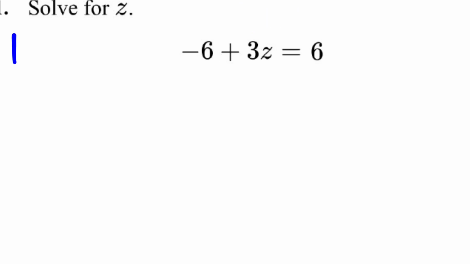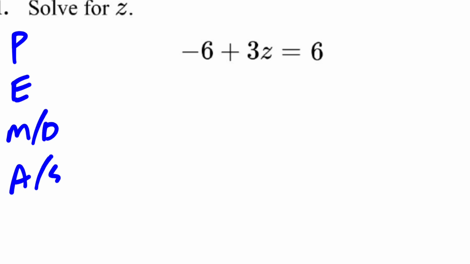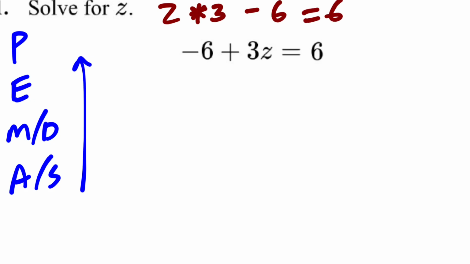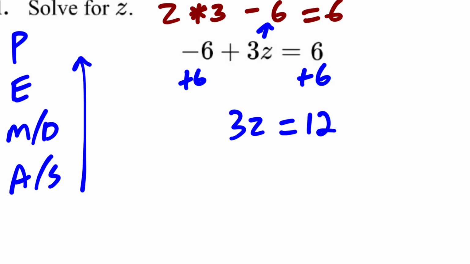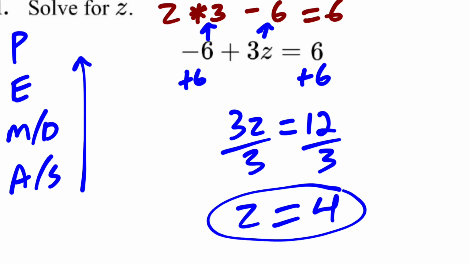So we think about the order of operations, parentheses, exponents, multiplication, division, addition, and subtraction, and we work backwards. So if you're going to think about what actually happens to z here, well, you start with z, you multiply it by 3, you subtract 6, and you get an answer. We're going to undo the last step first. We're going to add 6 to both sides. That gives us 3z is equal to 12. Then we're going to undo that multiplication. If we divide both sides by 3, we get z is equal to 4.